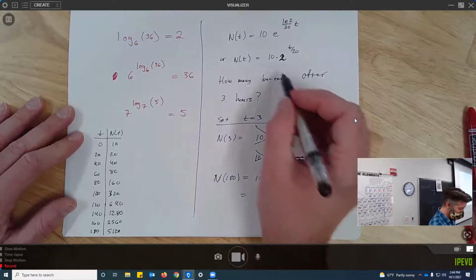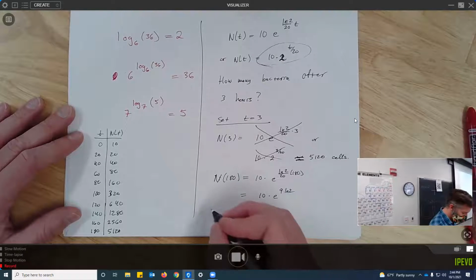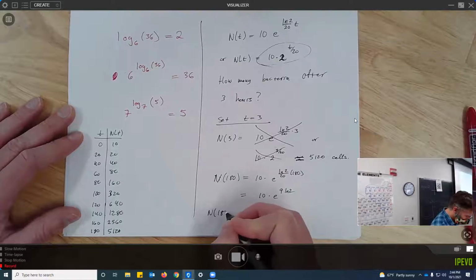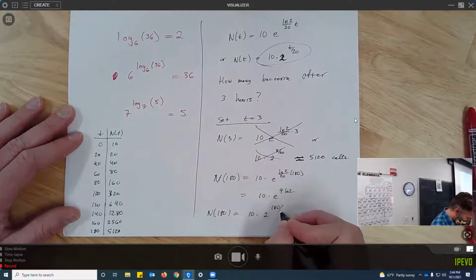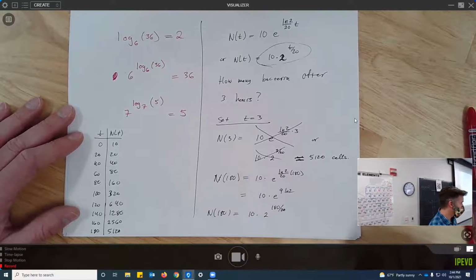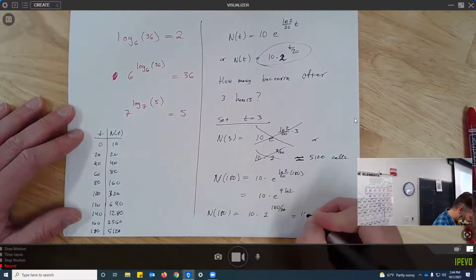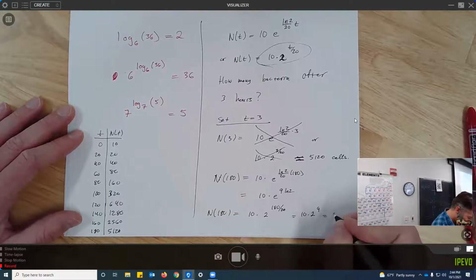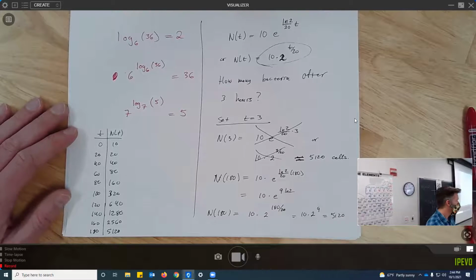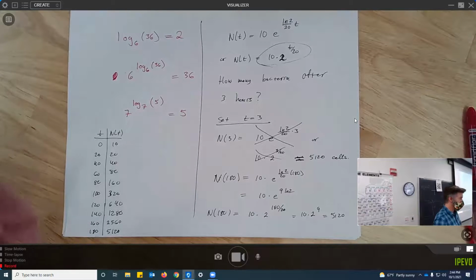On the other hand, if you write it this way, it's a little easier to see that n of 180 is 10 times 2 to the 180 over 20. 180 over 20 is 9. And 2 to the 9th is 512. So yeah, that would be the exact answer. But my other comment still stands. You should not put decimal approximations into your answer because it will usually come out as a wrong answer.